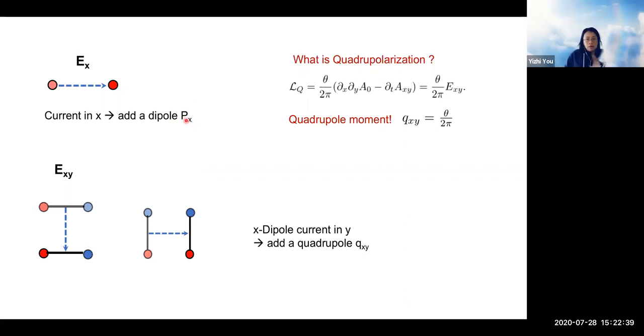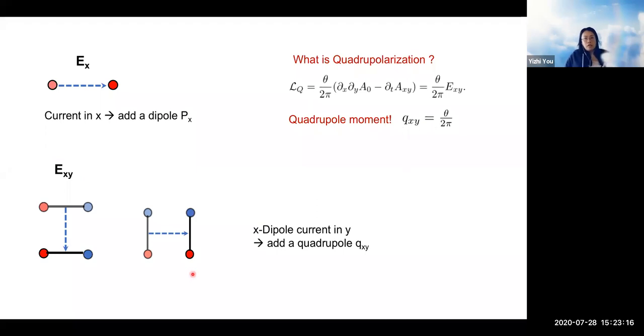And same here for this EXY term. If we have an external EXY field, and we have a dipole, which is a particle-hole pair spatially separated along the Y direction, such a higher rank electric field will have a tendency to drive this Y dipole moving along the X direction, along its perpendicular direction. Or if we have a dipole oriented in the X direction, such a higher rank electric field will have a tendency to move it along the perpendicular Y direction.